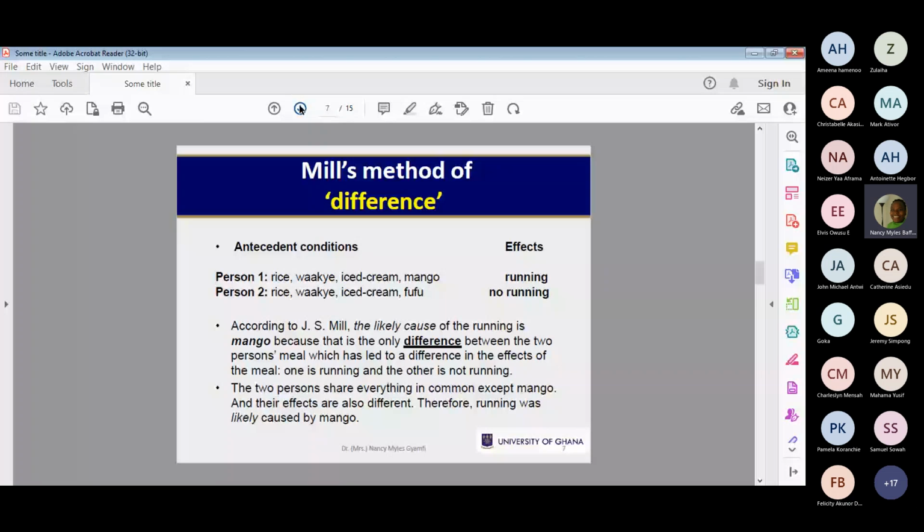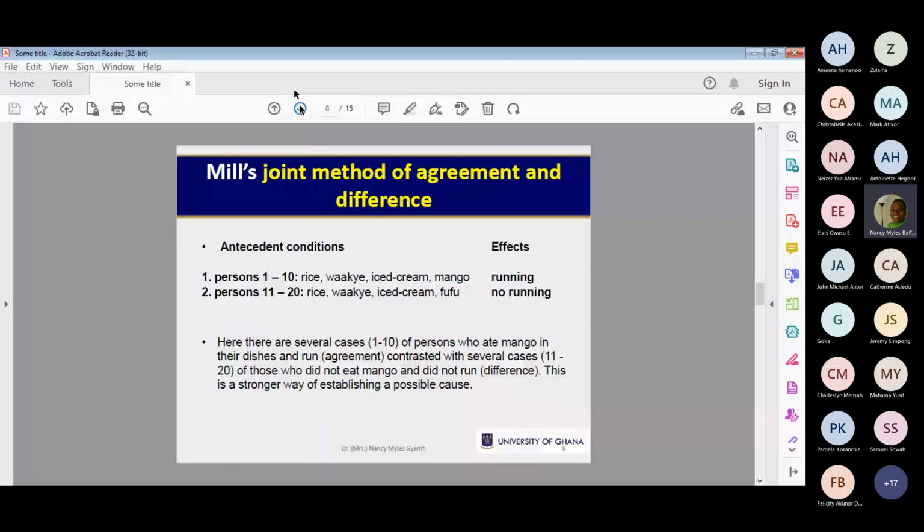The running. Then yesterday, I said link the method of difference with the third method, which is what? The joint method of agreement and difference. Just create a method of difference, but this time around, your focus group is not one person versus another, or one school versus another school. You are checking the food poisoning issue there, or one vendor from another vendor. No, this time a pool of them. So a collection of students, a collection of persons 1 to 10, all ate the same combinations of meals, and they all took mango.